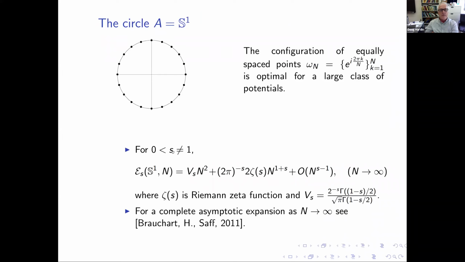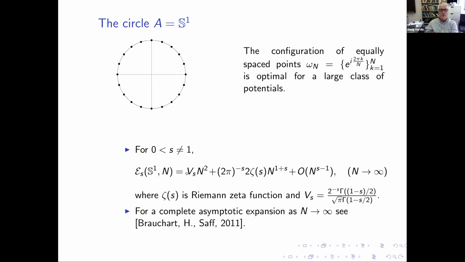And for s positive and not equal to 1, we have that the minimal energy includes a term that's n squared, includes a term that's n to the 1 plus s, and then the corrections are of order n to the s minus 1. And in fact, if you want to see the complete asymptotic expansion, this is a paper with Johann Brauchart and Ed.